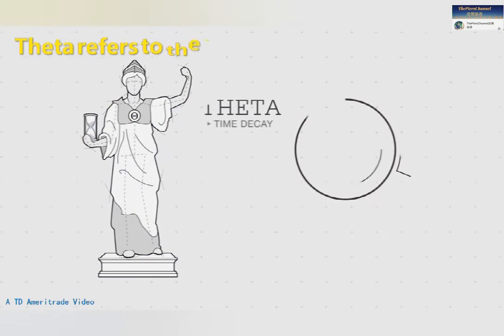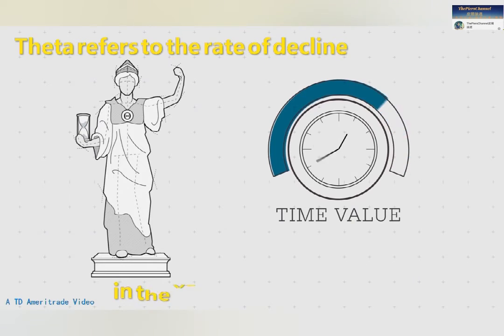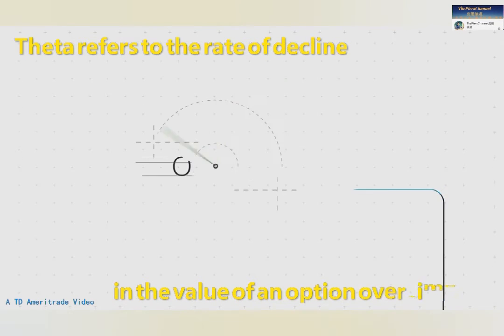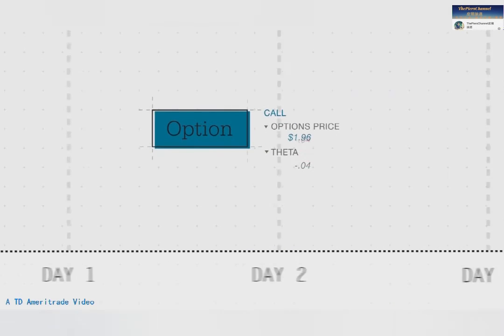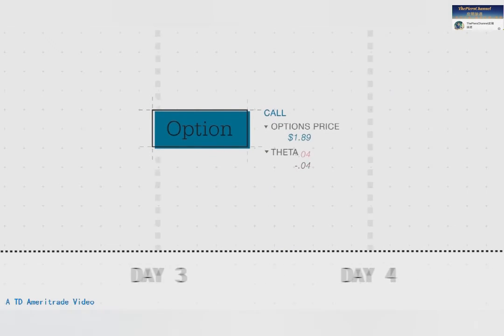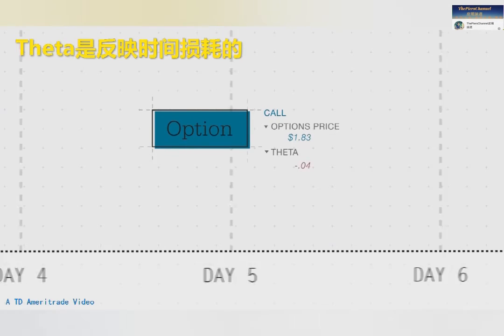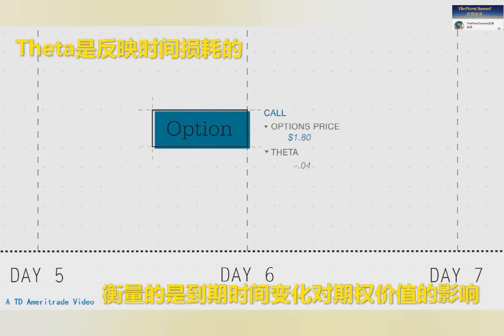Let's move on to theta, the Greek of time decay. Theta estimates how much value slips away from an option with each passing day. If an option has a theta of negative 0.04, it would be expected to lose 4 cents of value every day. Remember, time decay works against buyers and for sellers.